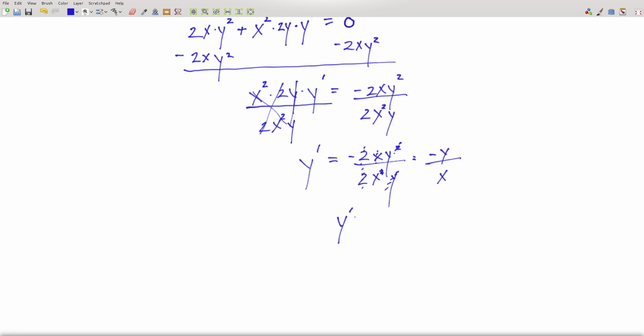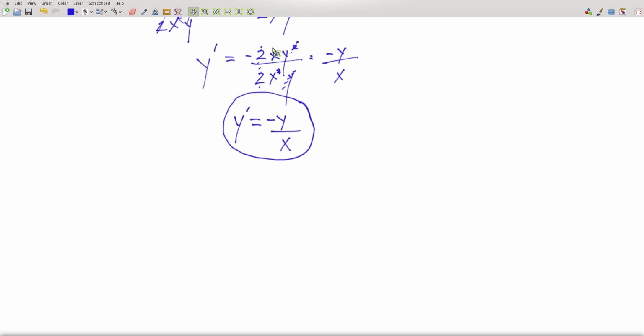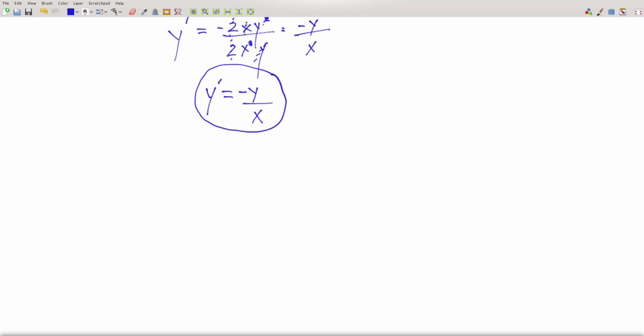So just write it down nicely in one place. The first derivative is negative y over x, and I will certainly be using this as we go. Now the goal is actually to find the second derivative, but there is the first derivative. If you want to find the second derivative, it's great to find the first derivative, because now we just take the derivative of this.